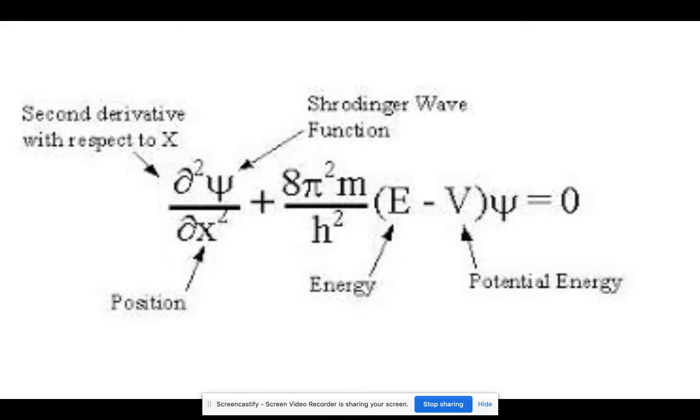And next up, we have Schrodinger. And Schrodinger came up with the quantum mechanical model. And this basically shows those same frequency limits. But what Schrodinger decided to focus on was the wave function. And the wave function basically shows where the electron is. And so this is the equation that you can come up with.